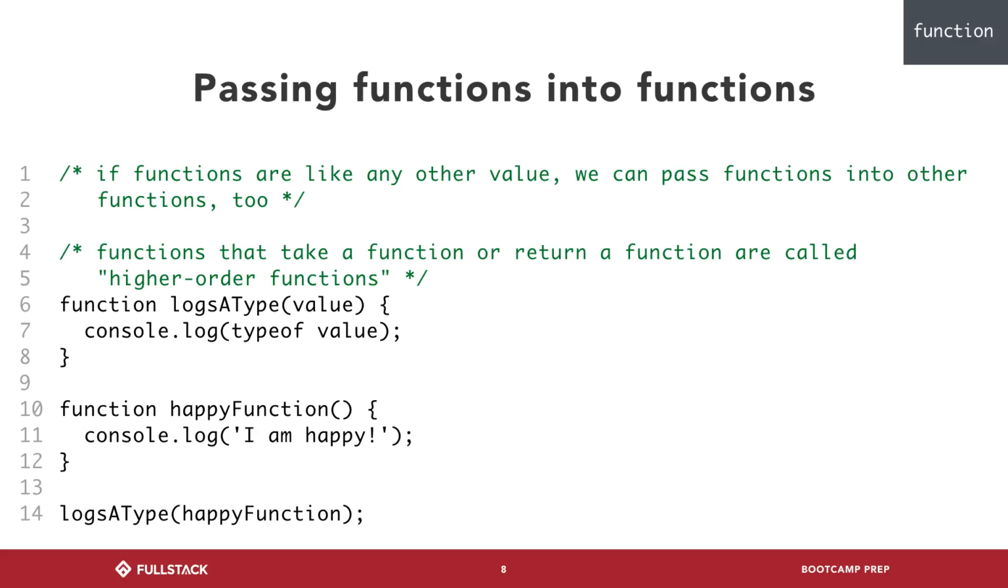On lines 10 through 12, we're creating this function called happy function. On line 14, we're passing happy function into logs a type, and logs a type just takes this value. So basically here we have a variable called value and a variable called happy function. They're both pointing to this underlying function. And so when I say type of value, it's the same as saying type of this function, which is a function. And that's what we get up here.